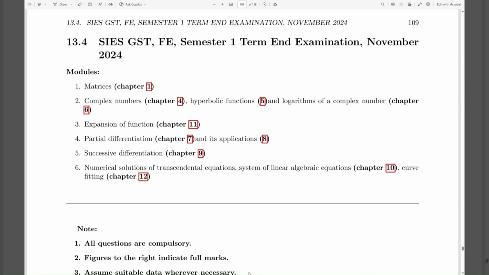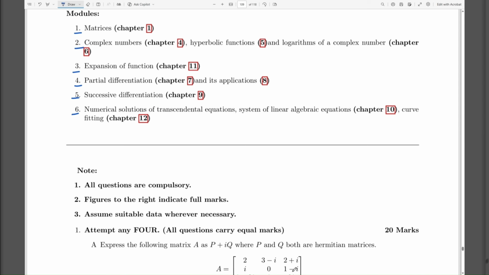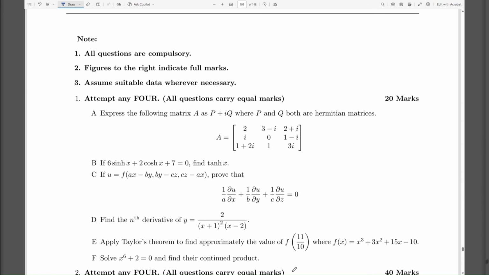In today's video we are going to look at a previous year question paper of semester 1 at SIES Graduate School of Technology. The modules covered were matrices, complex number, hyperbolic functions and logarithms of a complex number, expansion of function, partial differentiation and its application, successive differentiation, numerical solutions of transcendental equations, systems of linear algebraic equations and curve fitting. The paper was of 80 marks, timed at 3 hours duration.